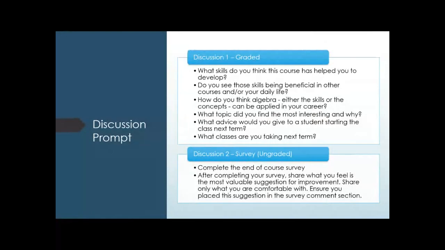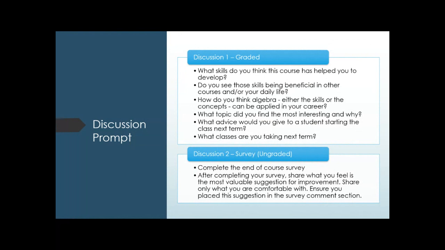So let's talk about the discussion. We actually have sort of two discussion forums, so it's a little interesting, a little different. You have discussion forum 1, which is the graded discussion forum. That's going to be the first one you see, and this is a reflection on how the class has gone and just looking forward.